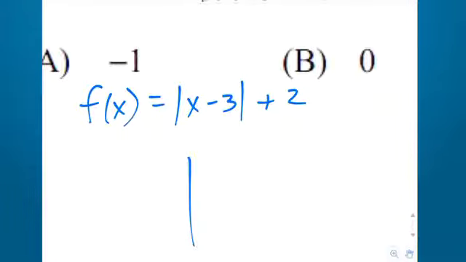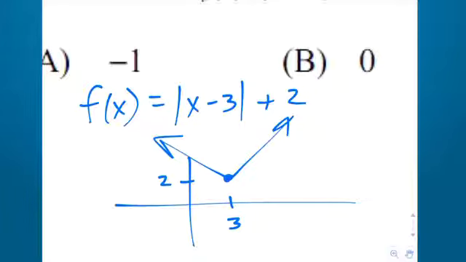So remember, your parent function is the V for victory graph, right? At the vertex is 0, and the minus 3 moves it 3 to the right, and the plus 2 moves it up 2 units. And it still opens up. So it looks like that.